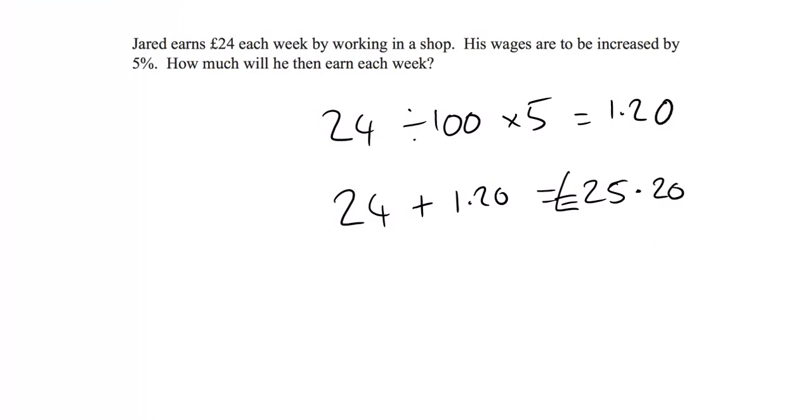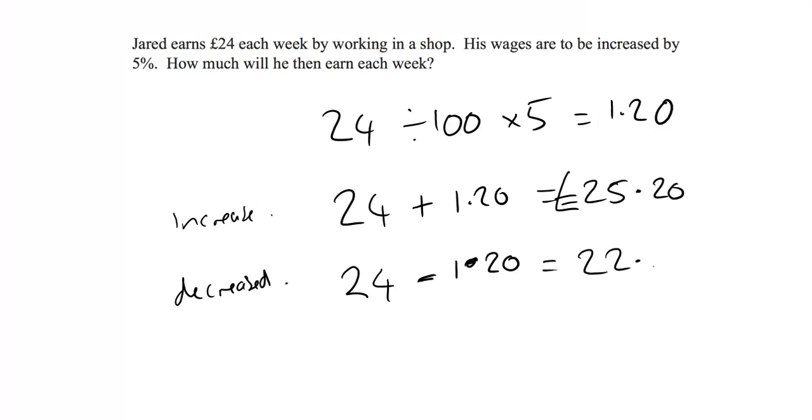Now, if his wages were decreasing, okay, so this first one is like an increase, but if just hypothetically we said his wages decreased, what would they be? Well, we would just do 24 take away 1.20. That is going to be 22.80. So just to be clear, if we're decreasing, we're taking away. If we are increasing, we are adding.